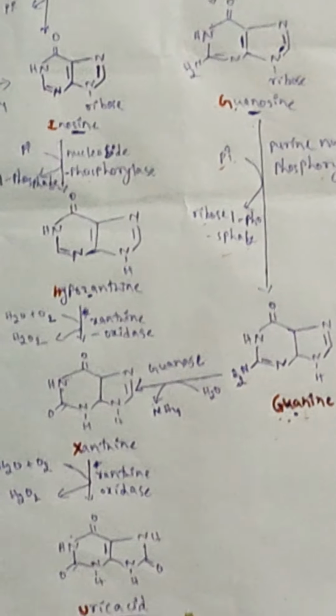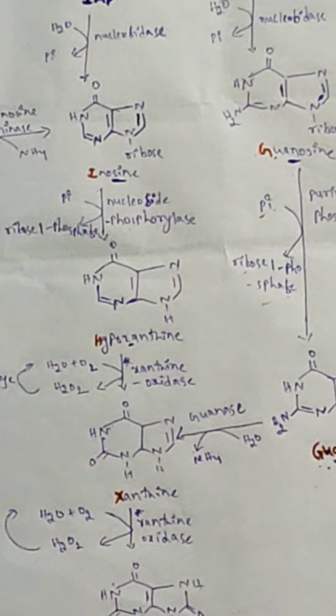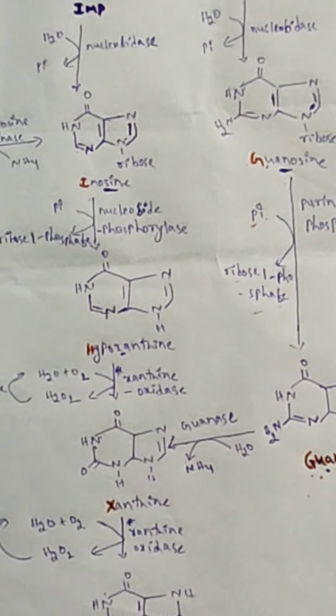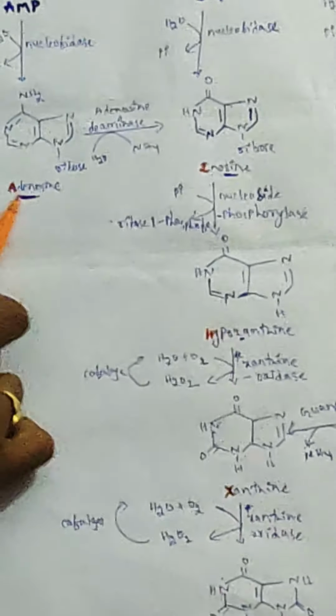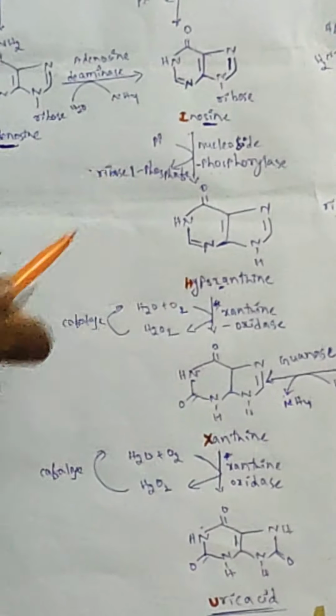This enzyme cannot degrade adenosine into adenine. This enzyme doesn't have any action on adenosine. That's why adenosine must be converted to inosine. How will they convert it to inosine?